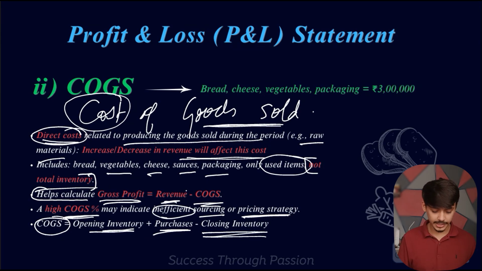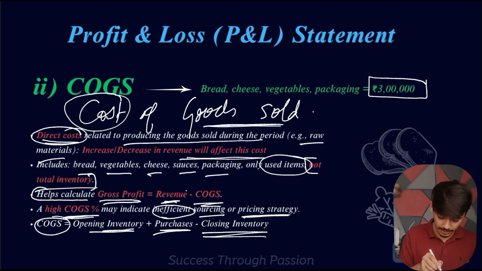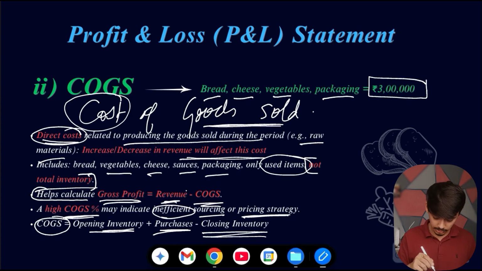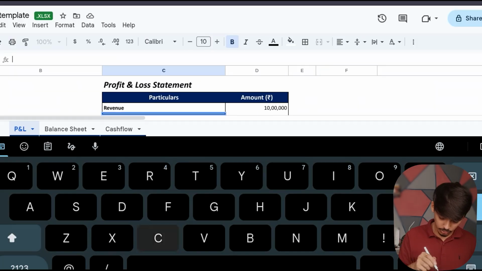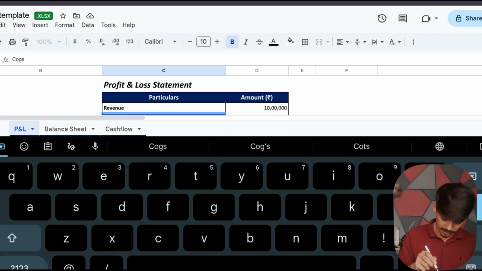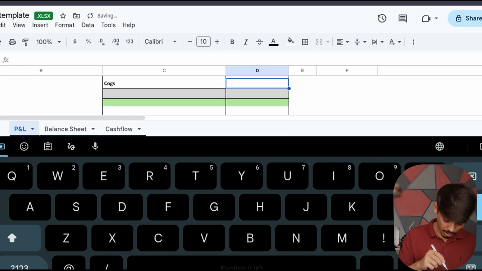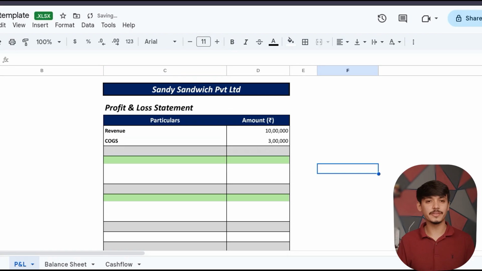Now for our example, let's plug in the COGS amount in the P&L statement that we are creating. The amount is 3 lakh incurred towards bread, cheese, vegetables and packaging. So let us plug in the 3 lakh amount as COGS in the P&L statement, and the amount over here is 3 lakh. Okay, so we have the first two elements of our P&L statement, that is revenue and COGS.